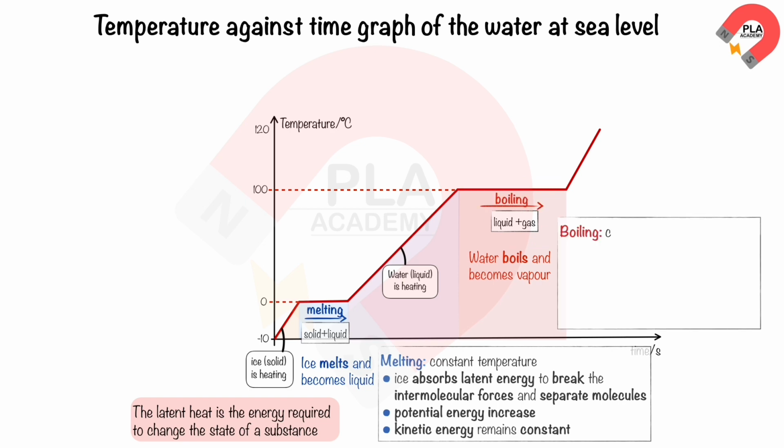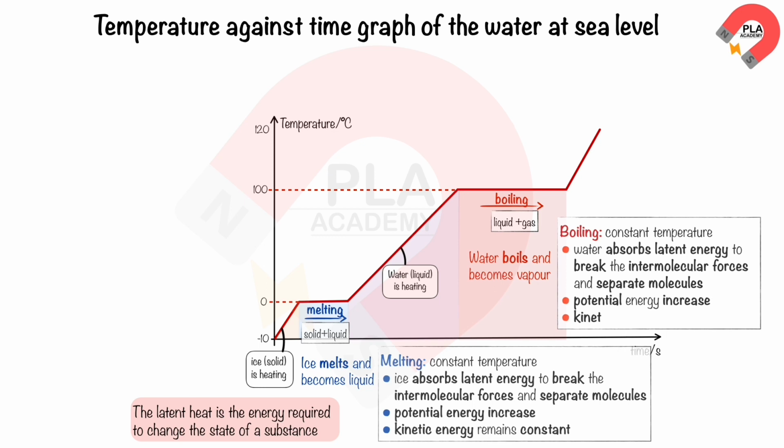At boiling, the temperature is constant because the water absorbs latent heat to break the intermolecular forces and separate molecules, causing the potential energy to increase, while the kinetic energy of molecules remains constant. Between 100 and 120 Celsius, the water is a gas or vapor.